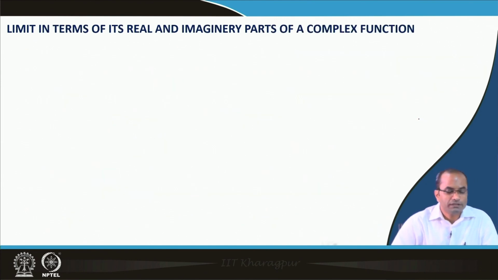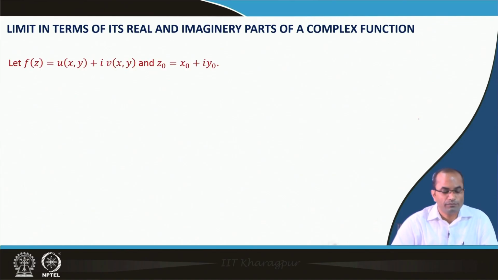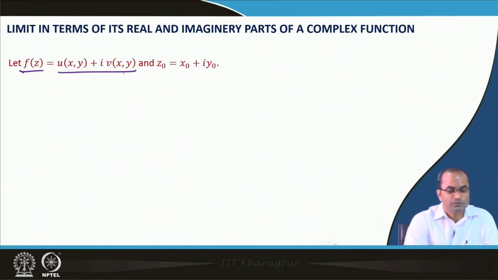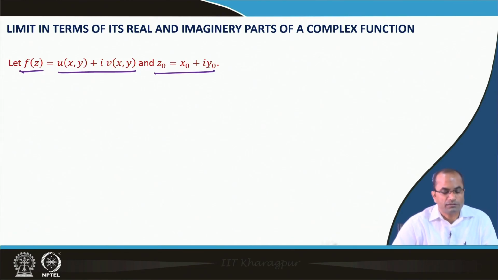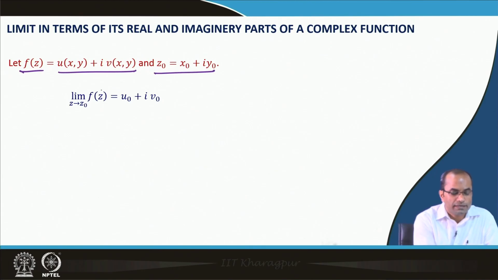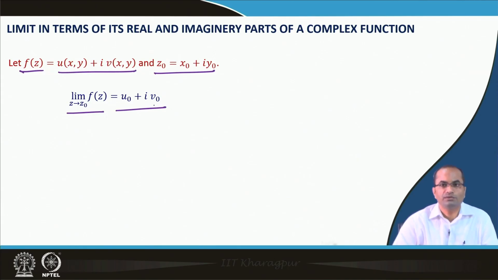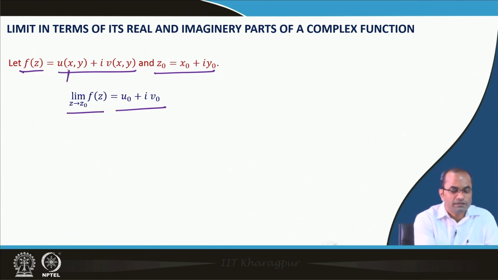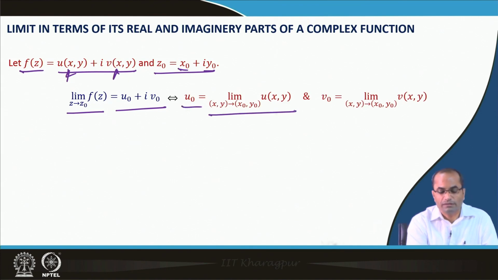Well, the limit can also be defined in terms of the real and imaginary parts of a complex number. If f(z) is u(x,y) plus i v(x,y), and z naught is x naught plus i y naught, then the limit of f(z) as z approaches z naught is u naught plus i v naught. And u naught and v naught are the limits of u and v as (x,y) approaches (x naught, y naught). So, u naught is the limit of a function of two variables, and likewise for v.